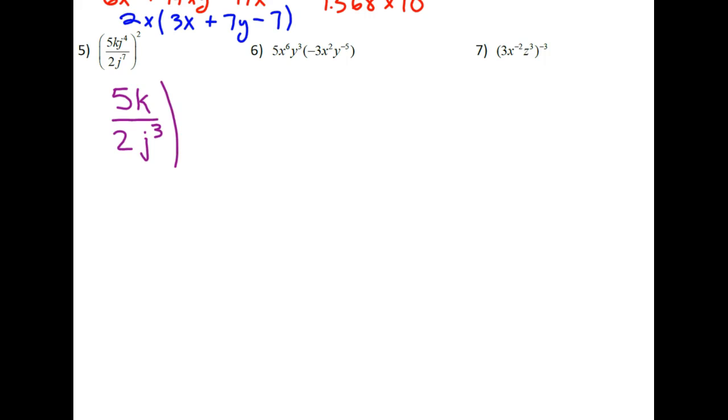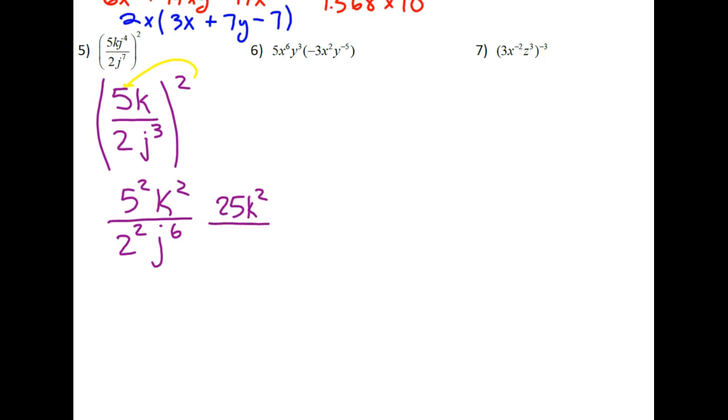And now all that's squared. So basically just square everything in there. Don't forget to square the 5. So what's that going to look like? That's going to look like 5 squared k squared over 2 squared j to the third squared, which is j to the 6th. Power to a power, you multiply. Clean that up a bit. We have 25 k squared over 4 j to the 6th. Final answer.